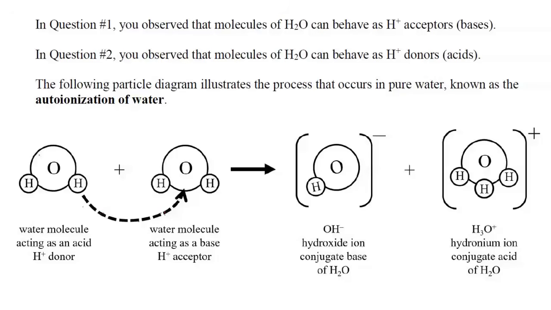One water molecule, acting as an acid, is a proton donor. Another water molecule, acting as a base, is a proton acceptor. And the products of this autoionization of water are the hydroxide ion, which is the conjugate base of water, and the hydronium ion, which is the conjugate acid of water.